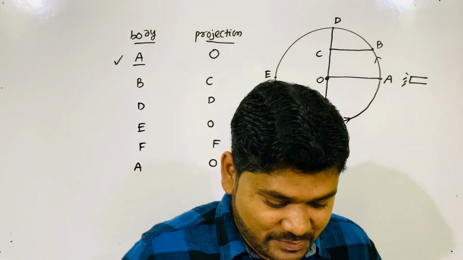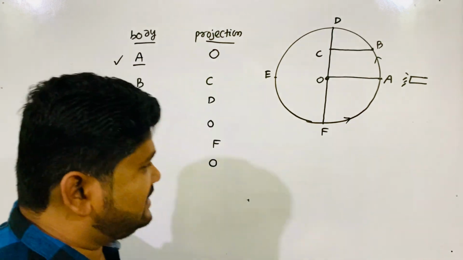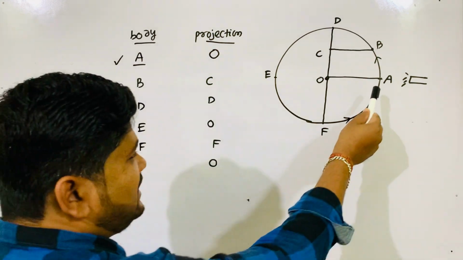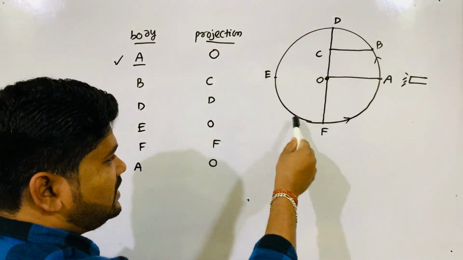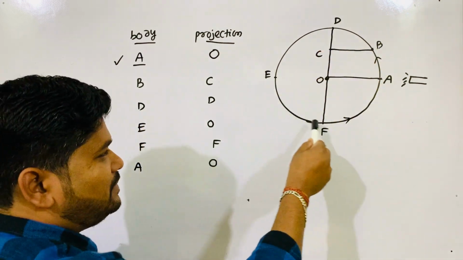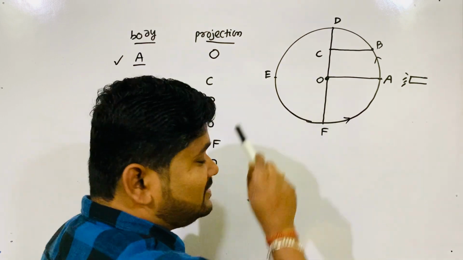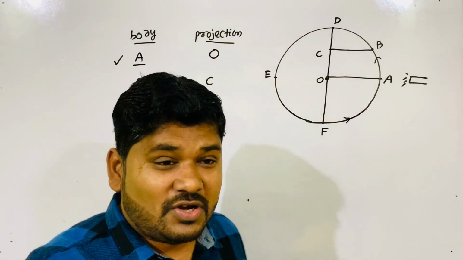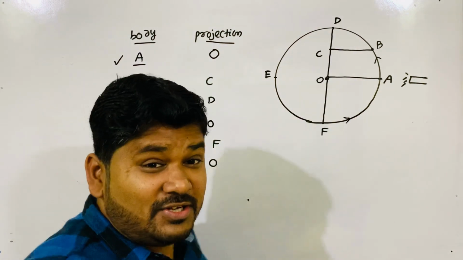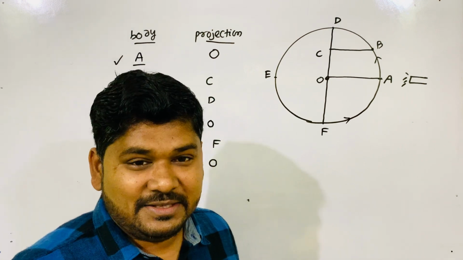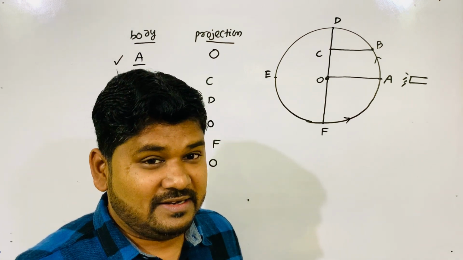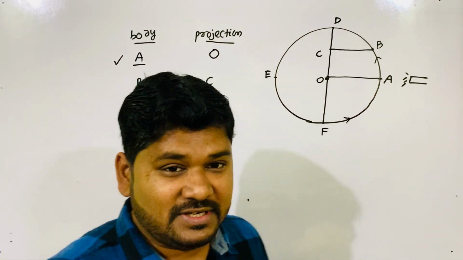Now one complete circular path. But you see this important thing. You try to understand here. The body is moving like this in a circular path. But it's the projection that moves on the diameter. Projection moves on the diameter. And you mark their motions.